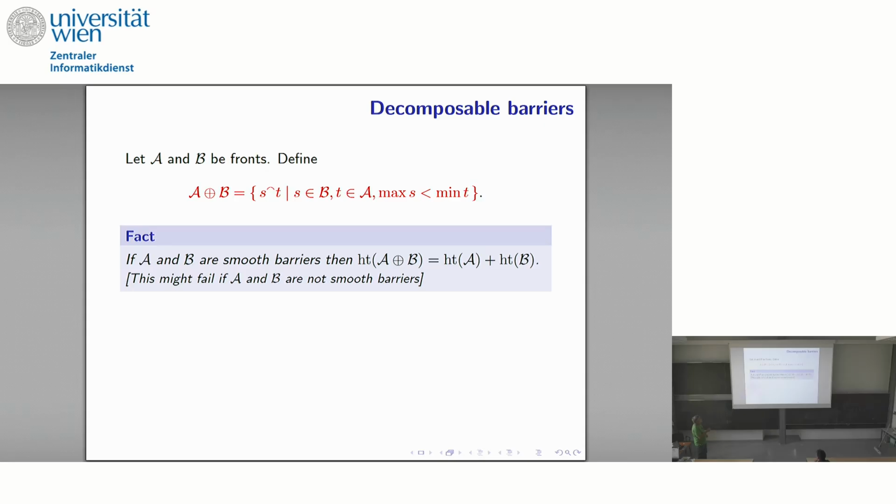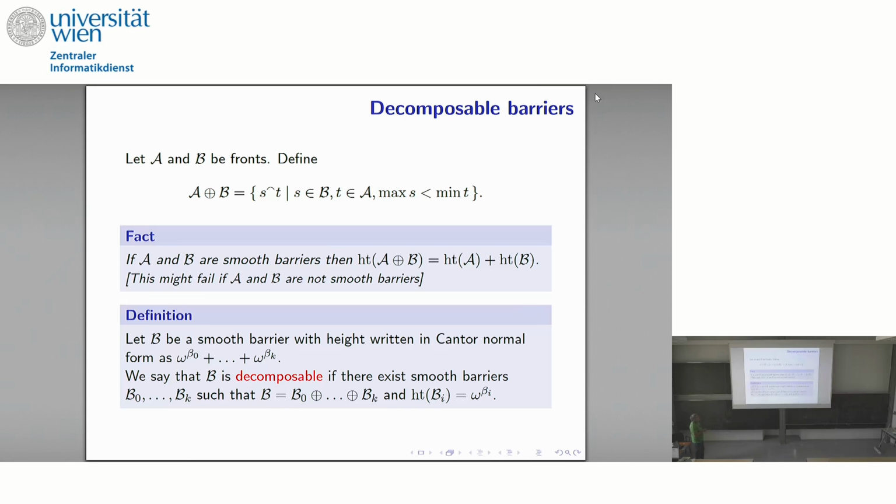And the reason why I do it the reverse way is because I want this one, which is what I care about, and it's much nicer. Because ordinal sums work that way, right? So the height of A plus B is the height of A plus the height of B. And this again might fail if you don't have a smooth barrier, so we want smooth barriers here.